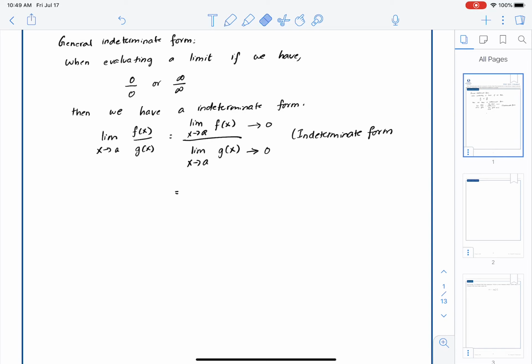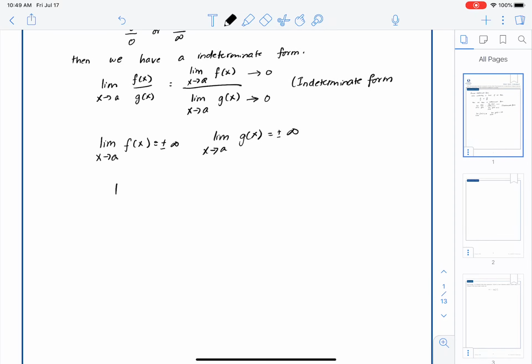In a similar manner, if limit x approaches a, f of x is infinity, limit x approaches a, g of x is infinity, technically plus or minus, then limit x approaches a, f of x over g of x is infinity over infinity. That is also an indeterminate form.